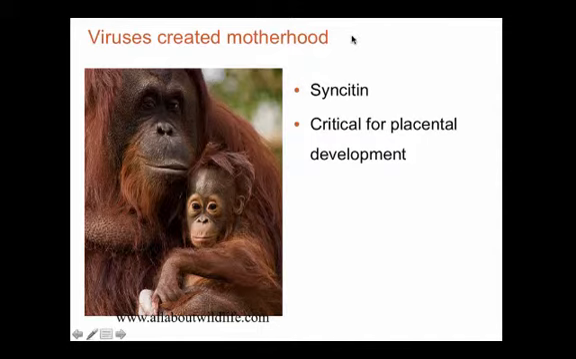Why? Well, it turns out that there's a particular gene, actually a whole family of genes called syncytins. And basically what they do is they allow cell fusion to take place. Turns out these are all viral proteins. And they're absolutely required for placental development. If the ancestor of all current mammals were not infected by some of these viruses, we wouldn't have motherhood as we know it. So I think viruses are kind of important.